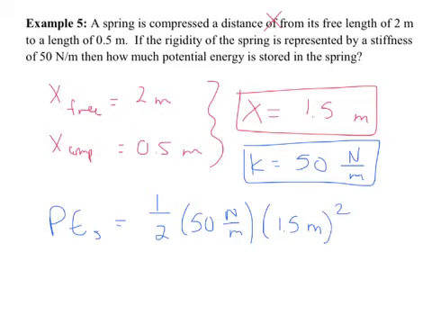If you look at your units here, this is newton per meter, this is meter squared. So one of these meters is going to cancel with this meter down here, leaving behind newtons times meters, which is the same thing we had for work, and that's where the joules come into play.